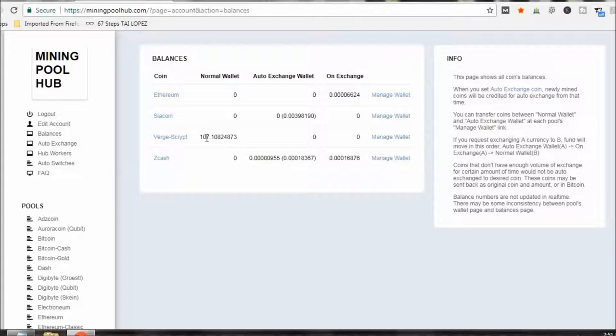I'll hold them all year if I have to, until that Verge gets up to 15 to 20 cents. I mean, who knows? It could go up a little higher than that. But I'm just going to keep mining and mining and mining at such a low price, because the possible future returns on those coins could be quite substantial.